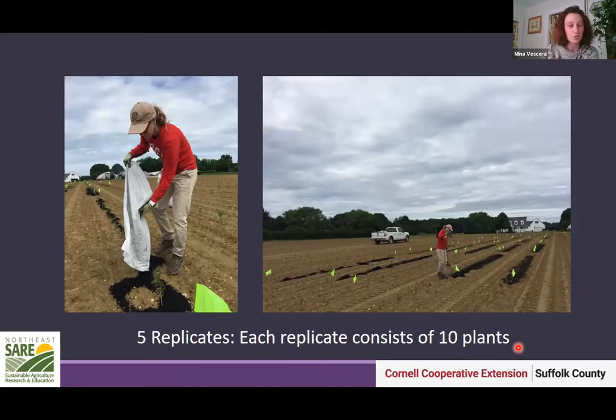And we tried to make sure that the area of the field that we chose was consistent in soil type, because on Long Island, you could have something like a Riverhead sandy loam crossing with a Haven loam or a Bridgehampton loam. And we didn't want to have that variability in our trial.